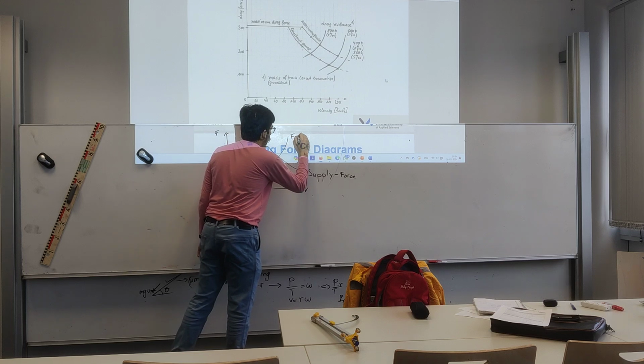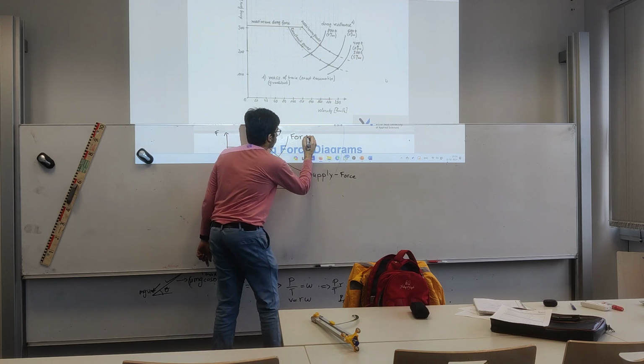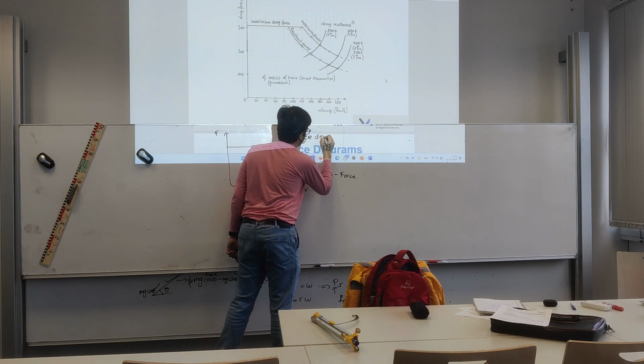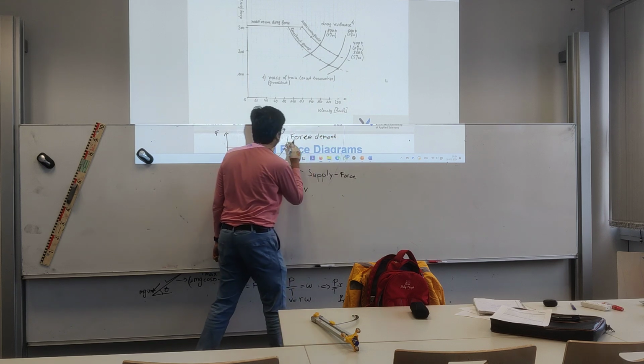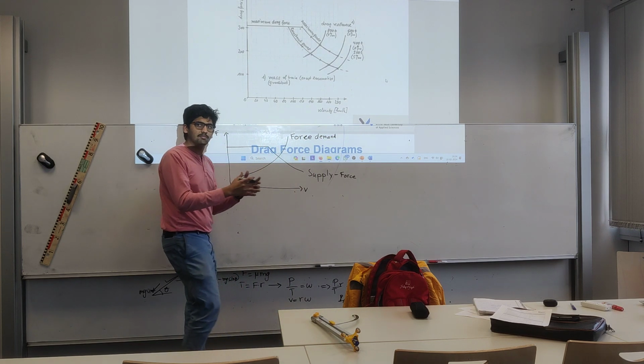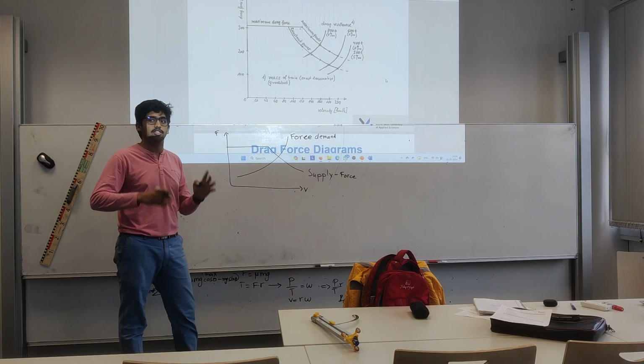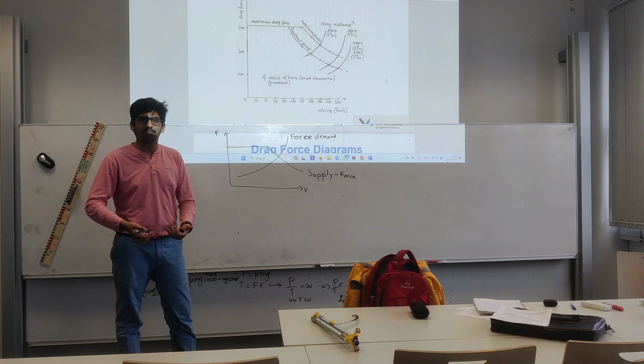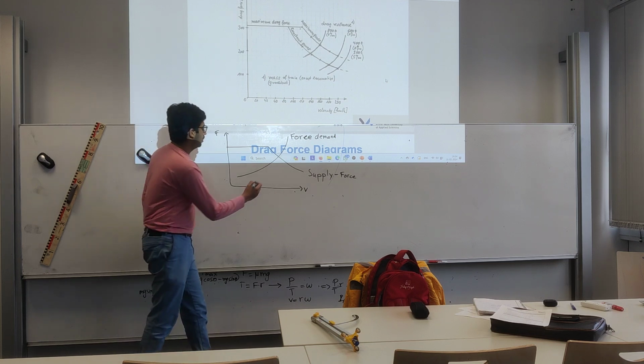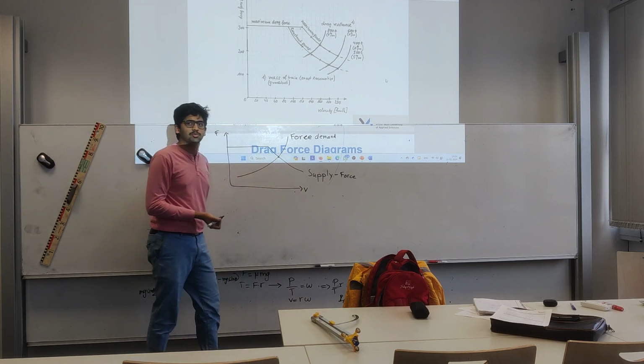The force demand just tells you, at different velocities for a given mass of freight, how much force is needed to keep them at that velocity. Not even to accelerate, just to keep them there, because the wheels have friction and there's rolling resistance. This intersection point gives you the top speed.